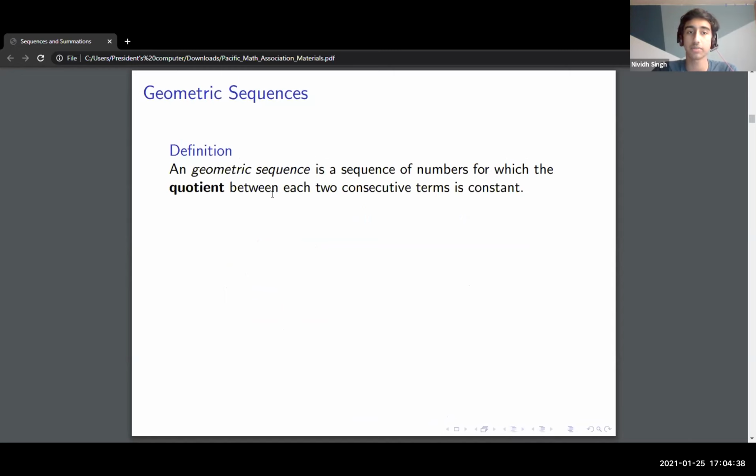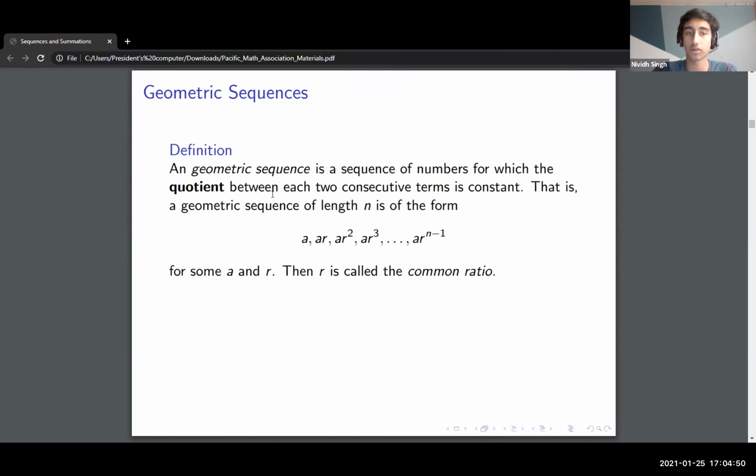All right, the next type of sequence we have is called a geometric sequence. A geometric sequence is a sequence of numbers for which the quotient between each two consecutive terms is constant. The general form of a geometric sequence of length n is a, ar, ar squared, ar cubed, all the way up to ar to the n minus 1. This is for two numbers, a and r. In geometric sequences, r is referred to as the common ratio. Let's look at some examples.